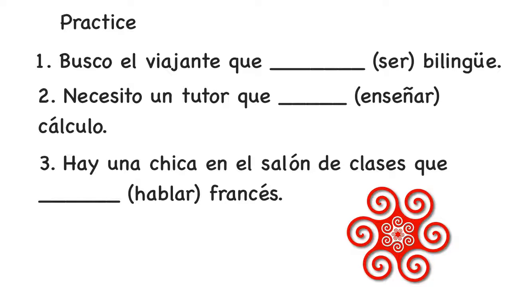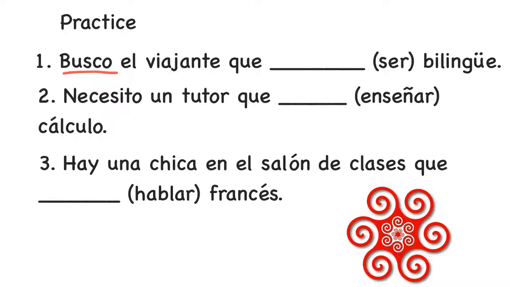Okay, let's look at the first sentence. Busco el viajante que ser bilingüe. Now, the first thing we should do is to look for a word or a verb or a phrase that indicates that the sentence may be in the subjunctive. Do we have that word in this sentence? Yes, we do. We have the verb busco. Busco el viajante que ser bilingüe.